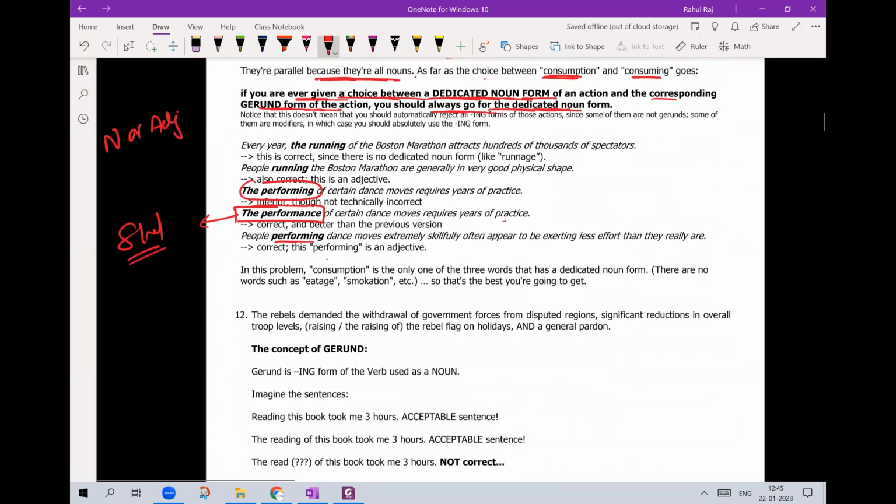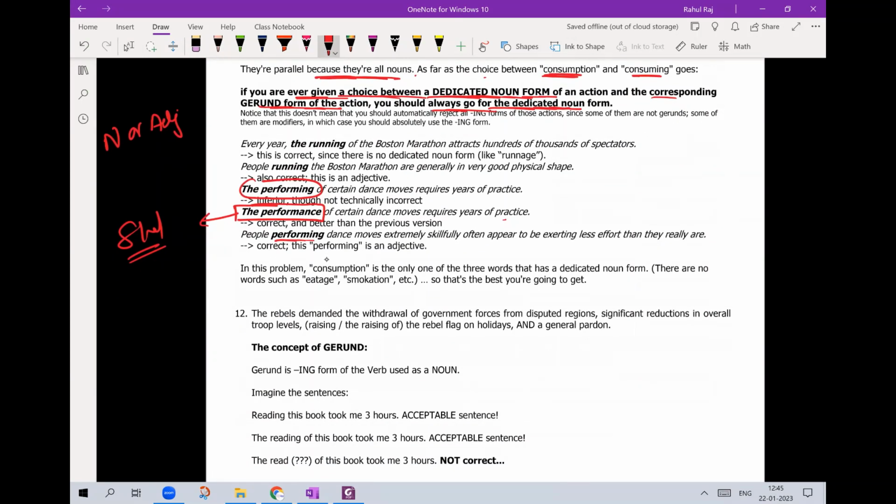Now again, it's pretty simple. Ing form alone is never a verb. So performing is not a verb. If it is not a verb, it can either be an adjective or a noun. There is already a noun, people performing, people. So this is 100% the adjective. Even if you remove this and read, people dance move extremely skillfully often appear to be exerting less effort than they really are. This is absolutely a perfectly fine statement.